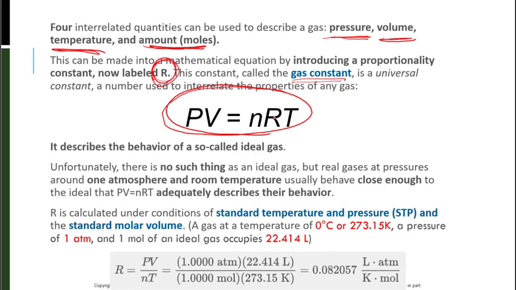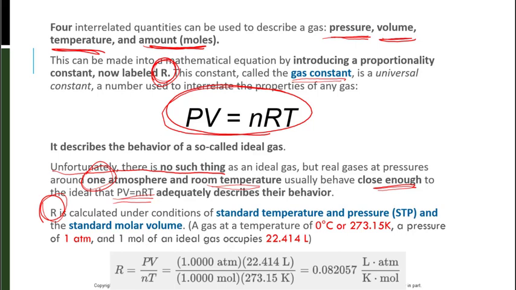It describes the behavior of a so-called ideal gas. But here's the funny thing. There is no such thing as an ideal gas. But real gases at pressures around 1 atmosphere and room temperature usually behave close enough to the ideal that we can use PV equals nRT and it will adequately describe the behavior.